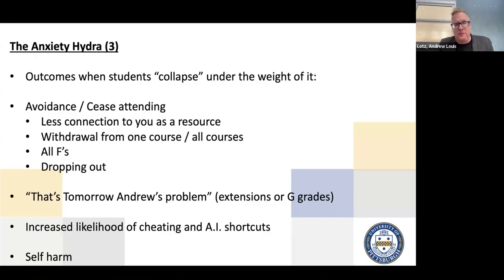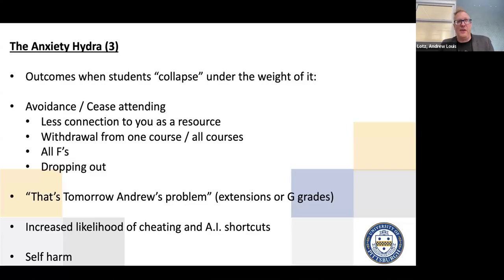They may withdraw from one course or all courses, which is oftentimes a good thing, right? A single withdrawal that helps them get out of a bind, relax a little bit in their other classes, stay caught up. That can be a really powerful tool for a student. But a pattern of constant withdrawals, or withdrawing from all courses term after term, can leave a student behind in their academic progress.